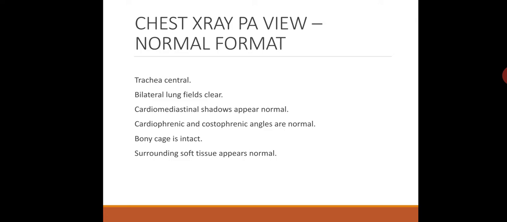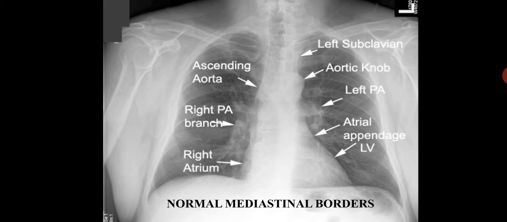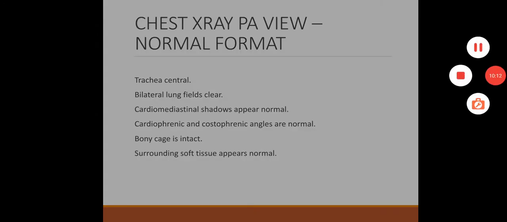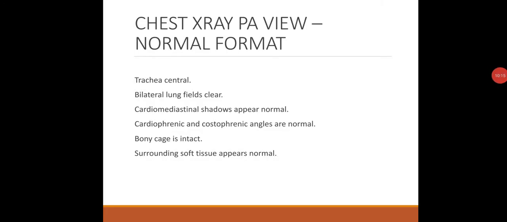The first thing we should be looking at is whether the trachea is central or not. Normally, the trachea may be mildly shifted to right or central, but it should not be grossly deviated or shifted to the right or the left. If it is shifted grossly, that means there is some pathology. So trachea should be central.